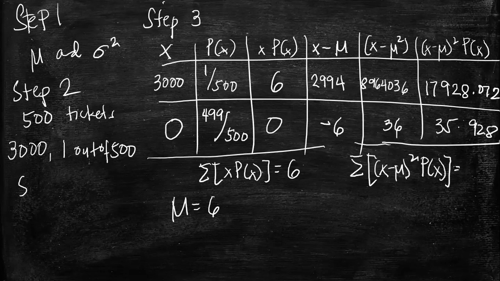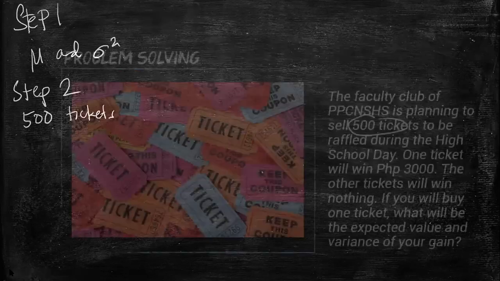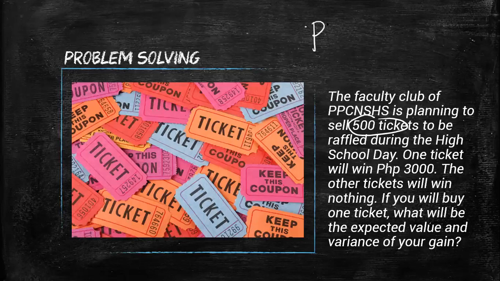So the answer is 17,928.072 plus 35.928. That is 17,964. So ganyan ka-disperse class yung premyo with respect to its probability. So hindi na natin masyado pinapansin si variance. Pero pag pinahanap, kunin nyo lang. Ngayon balik tayo kay mu. Ang mu natin ay 6 pesos. Sulat natin dito 6 pesos.